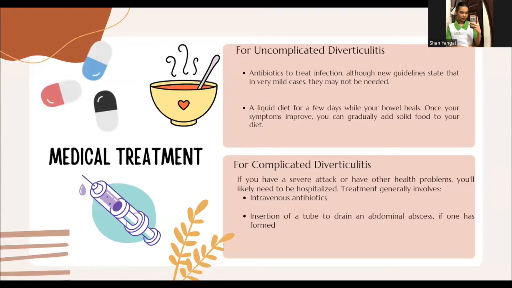For complicated diverticulitis, if you have a severe attack or have other health problems, you'll likely need to be hospitalized. Treatment generally involves intravenous antibiotics and insertion of a tube to drain an abdominal abscess if one has formed.